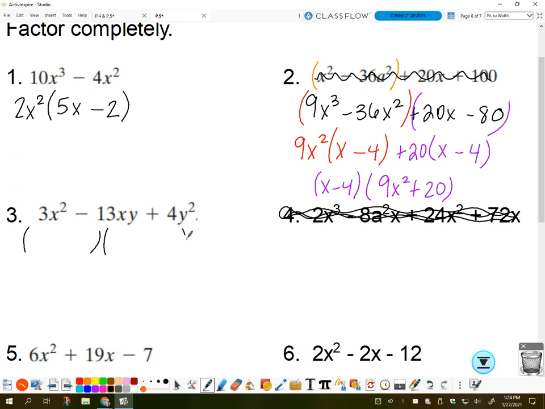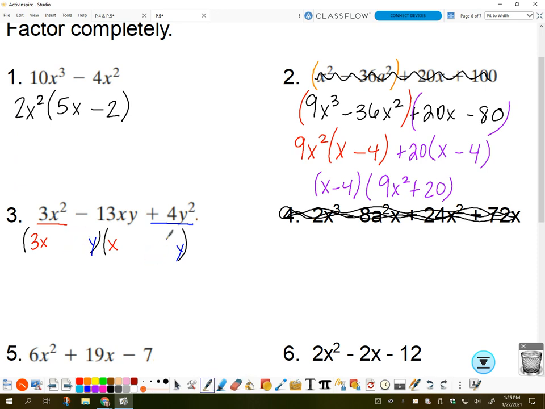So what can I multiply to get 3x squared? Well, I think 3x and x. All right, what can I multiply to get 4y squared? Well, I think 2y and 2y. That's my guess. All right, so if I think about what this is going to get me, I'm going to get 6 and 2. Well, 6 and 2 will not get me to 13 by adding or subtracting. So maybe I should use a 4 and a 1.